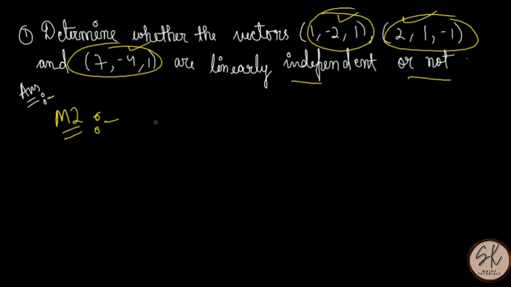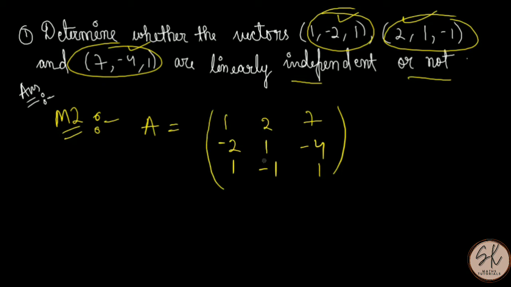So let us take this matrix as A. A is equal to 1 minus 2 1, 2 1 minus 1, and 7 minus 4 1. Now we will reduce this to the echelon form.